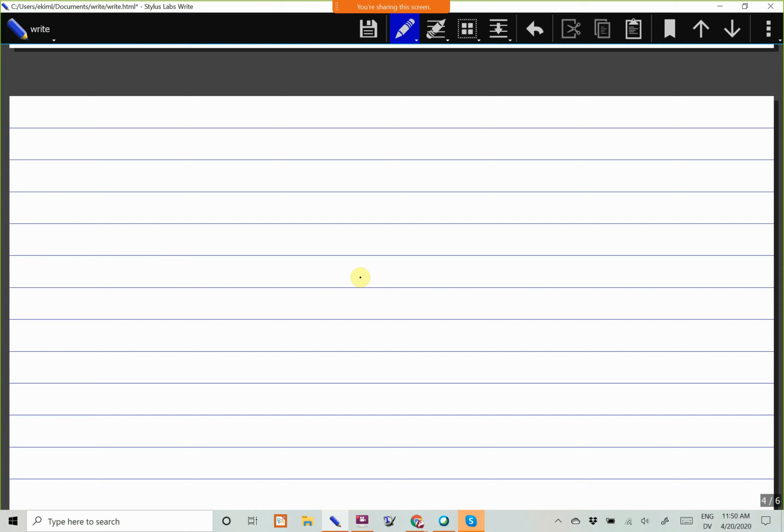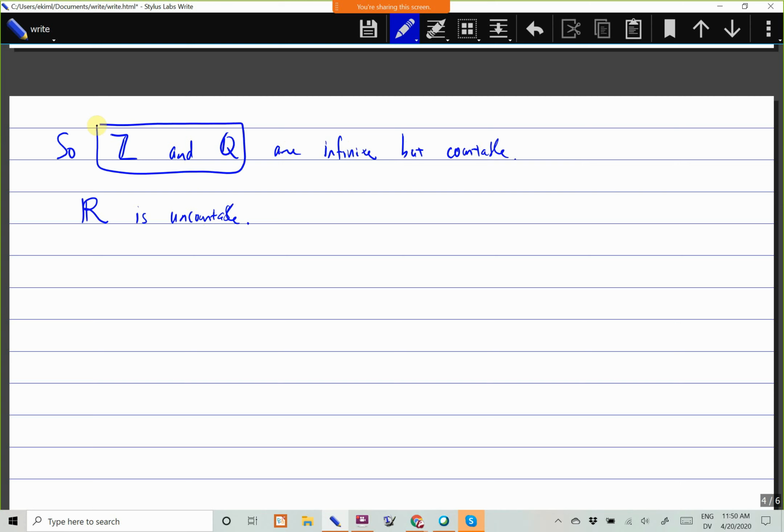I actually want to maybe end class on some informal ideas. So first of all, I'll just say that Z and Q have the same cardinality, are infinite, but countable. What we have here is this set of reals. This is infinite, but this is uncountable. So in some sense, these two sets have the same cardinality, even if one's a proper subset of the other, whereas this set, R, it's like a different level of infinity. I'm speaking informally here right now. Different level of infinity.